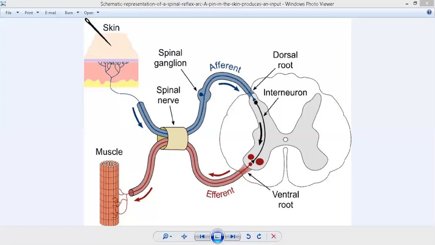This is the dermatome of the lower limb. To remember dermatomes, you may not remember the nerve supplied, but only the segment will be sufficient.